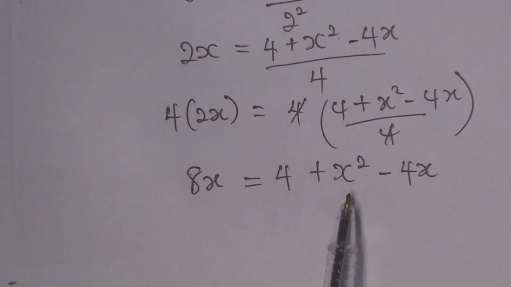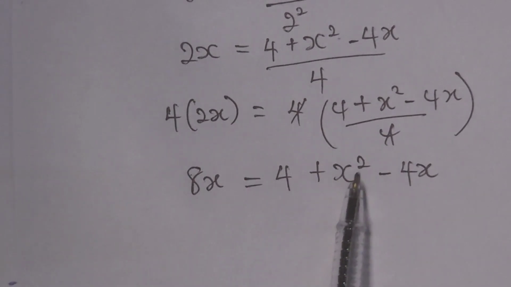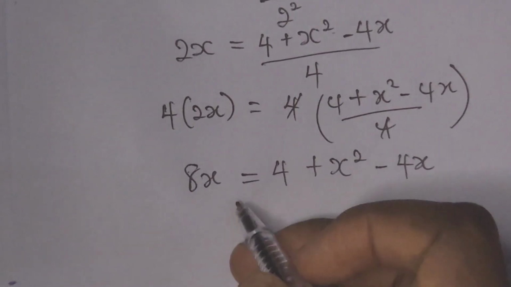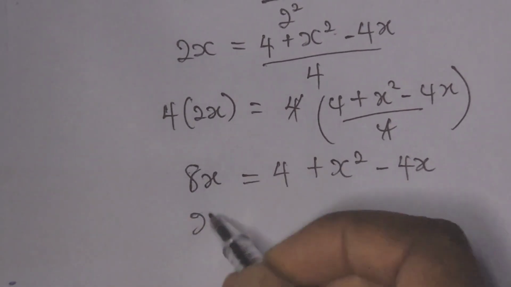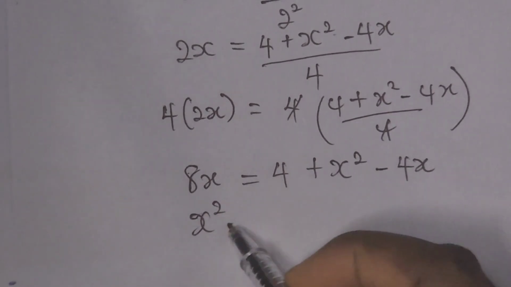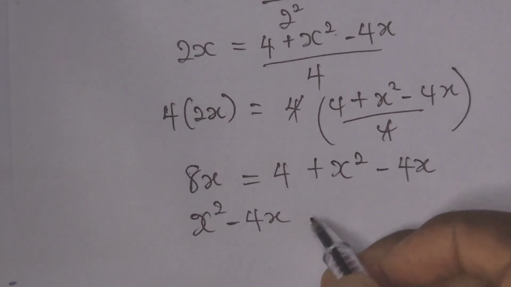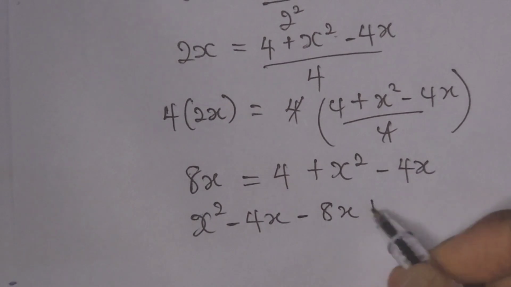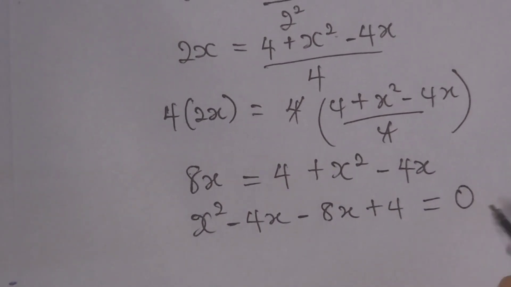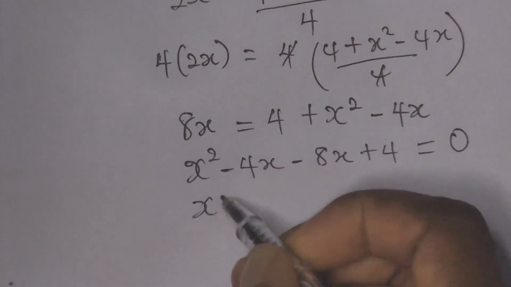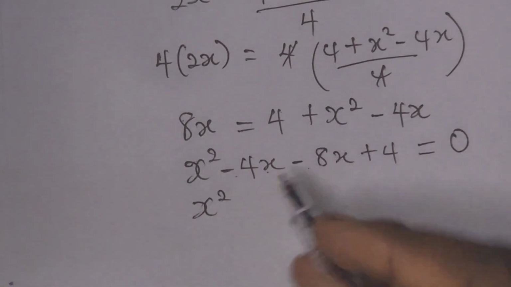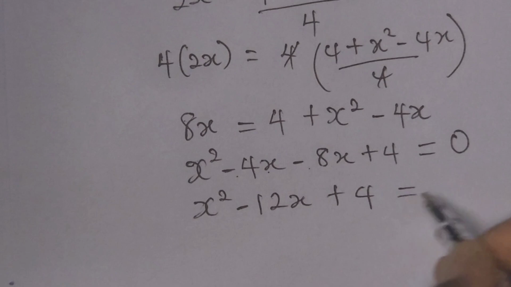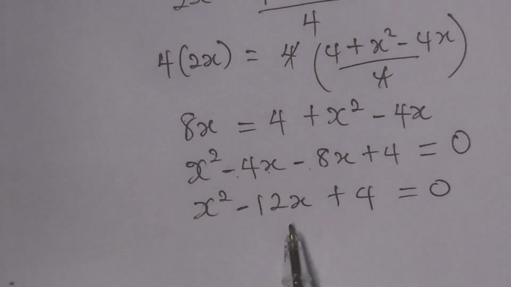So we can actually move all these variables to the left hand side. We have x squared minus 4x minus 8x plus 4 all equal to 0. So this is x squared, minus 4 minus 8, we have minus 12x, plus 4 equal to 0. So this is a quadratic equation.